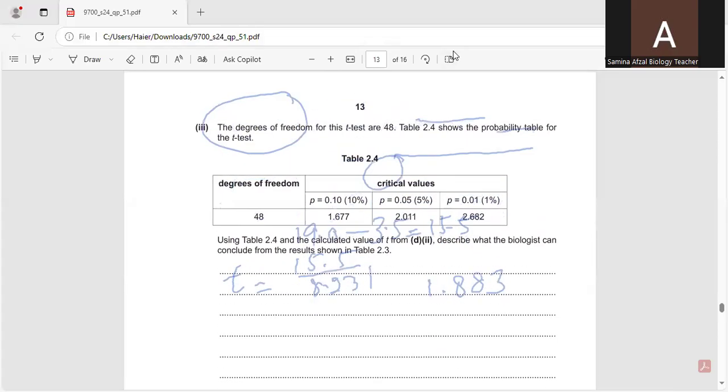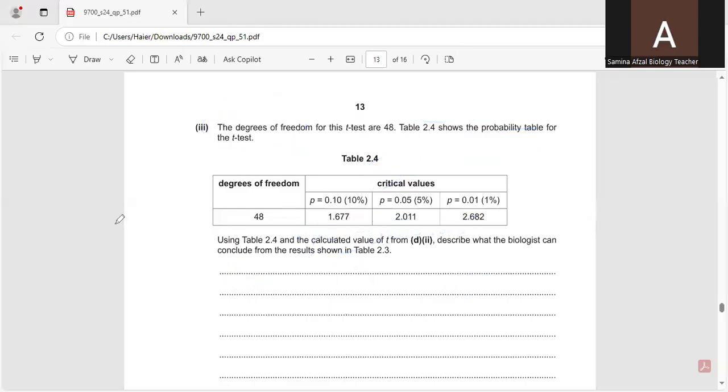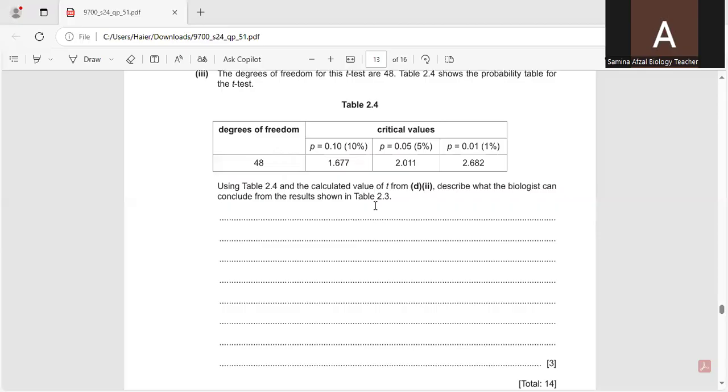Next part: the degrees of freedom for this test are 48. Table 2.4 shows the probability table for the t-test. Using table 2.4 and the calculated value from D, describe what the biologist can conclude from the results shown in table 2.3. So we have to write the answer.